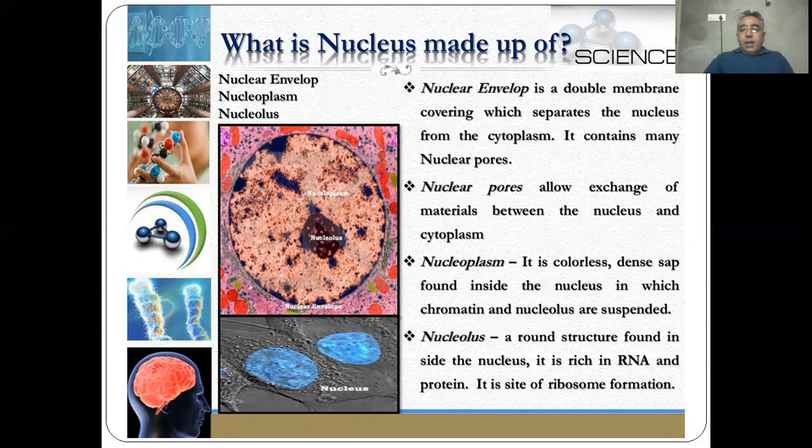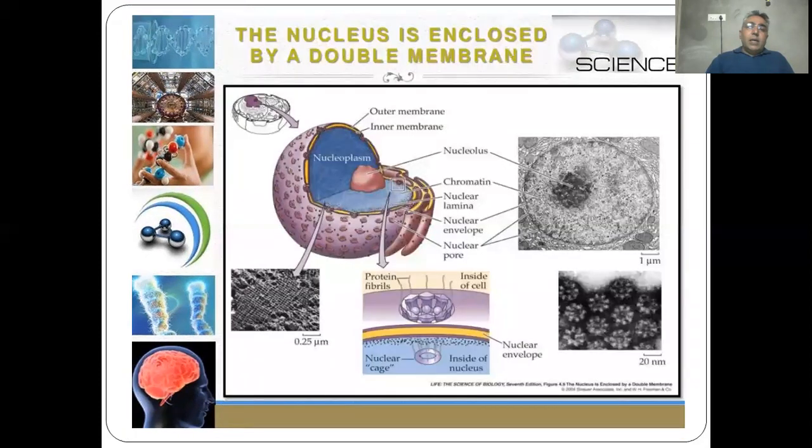Nucleoplasm is the colorless dense fluid found inside the nucleus in which the chromatin and nucleolus are suspended. Nucleolus is a round structure found inside the nucleus. It is rich in RNA and protein. It is the site for ribosome formation. It controls all the activities of the cell. The nucleus is enclosed by a double membrane, outer membrane and inner membrane.